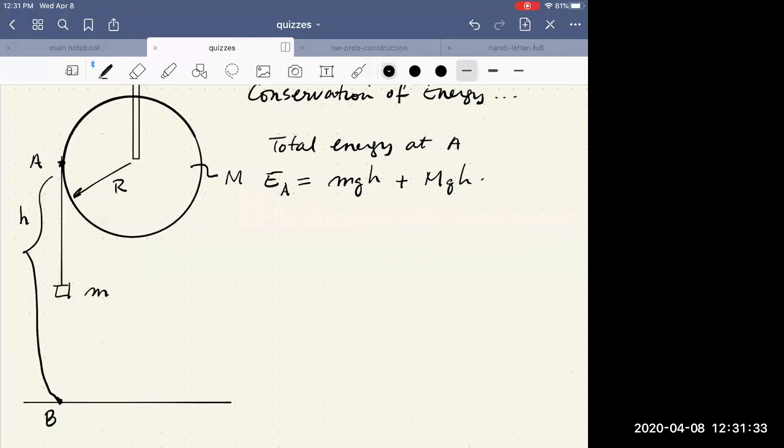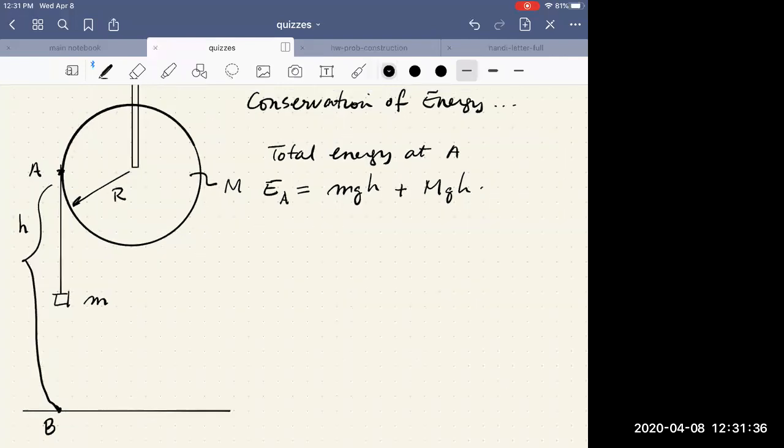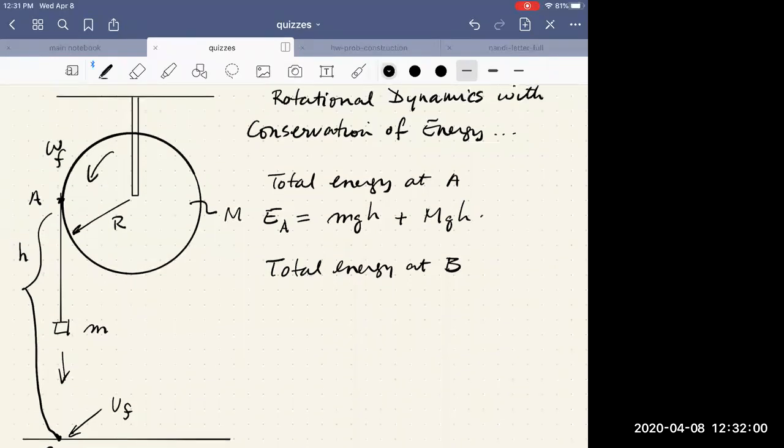And now correspondingly, you can forget about what happens in between, but you can try to compute the total energy at B. Now at B, mind you, this mass is coming down, it's moving down, so it's speeding up. So there should be some kind of a V final here. And this V final obviously will be related to omega final associated with how fast the wheel is turning. And like before, we again assume omega initial to be 0, which means that at A there was absolutely no motion, which we have already implicitly assumed because there is no kinetic energy term in EA.